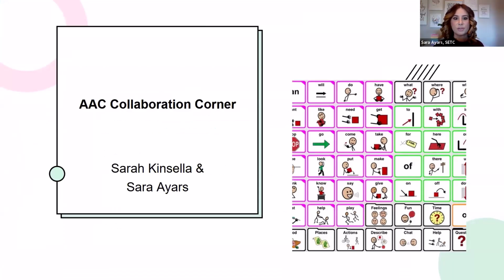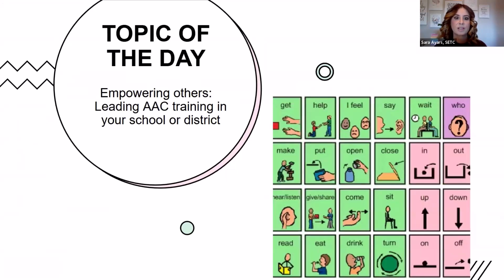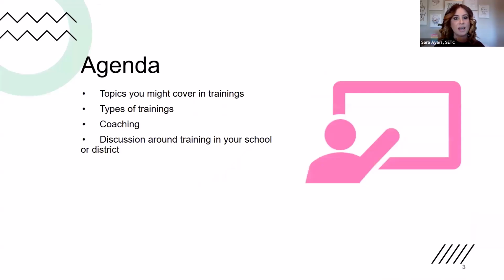We're just going to talk through, if you want to go to the next slide, Sari, our topic today obviously is empowering others, so leading trainings in your space. We're going to talk first about different types of topics that you might cover in the trainings, and then different types of trainings, because it doesn't just have to be traditional, what you may think of as like a sit and get type of training. You can train in other ways as well. And one of those ways is coaching. So we'll talk a little bit about that. And then we can open it up to just more of a discussion around what is going well for you and overcoming some of these barriers that you listed as well.